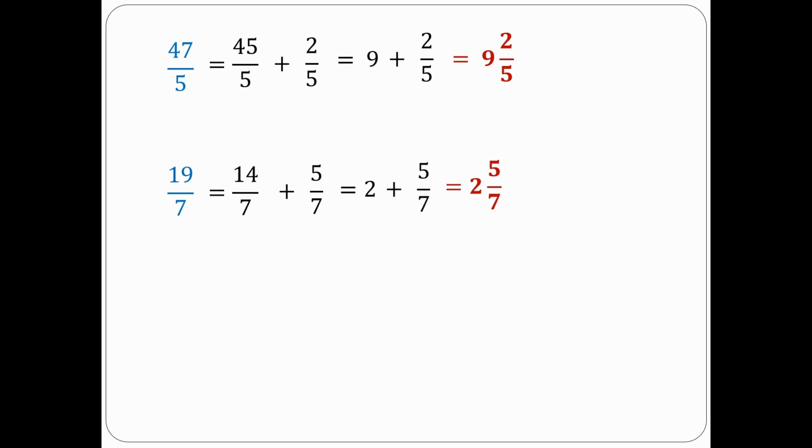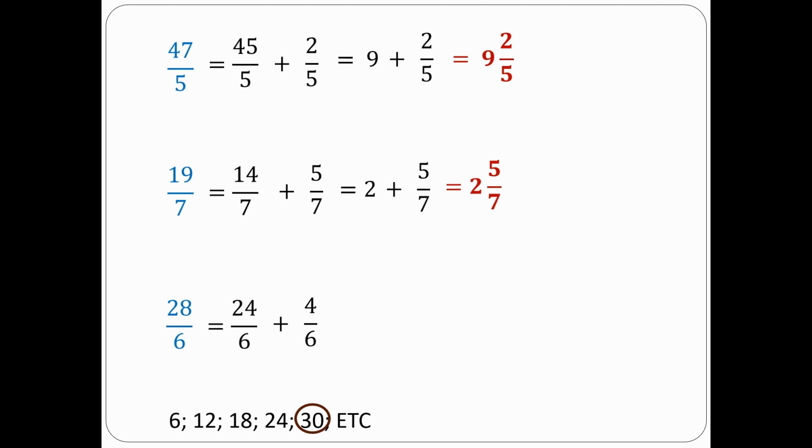Let's try one last example. Let's say we have 28 over 6. Now how can you break up 28? What I will do is choose the highest multiple of 6. Multiples of 6 are 6, 12, 18, 24, 30, etc. 30 is also a multiple of 6, but it is more than 28. So we use 24 over 6 plus 4 over 6.